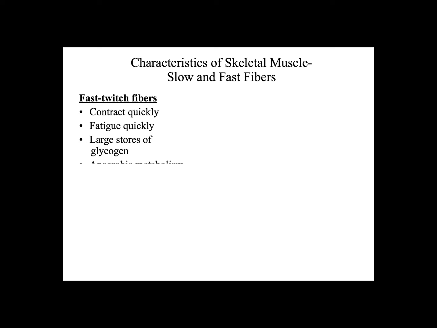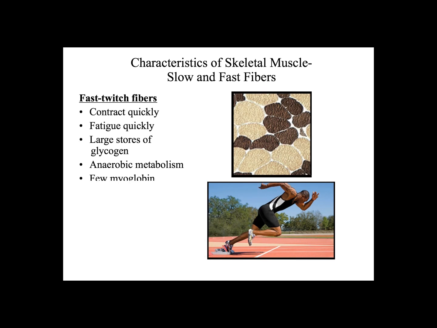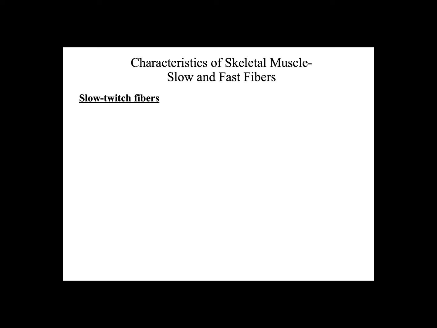Fast twitch fibers undergo anaerobic metabolism, which means that they can break down glucose and form ATP in the absence of oxygen. And finally, fast twitch fibers have few myoglobin. Myoglobin is a protein that binds to oxygen, similar to hemoglobin found in the blood. So in the illustration, fast twitch fibers are the light colored fibers. And again, as I mentioned to you before, fast twitch fibers are used for explosive movements, such as those used in sprinting.